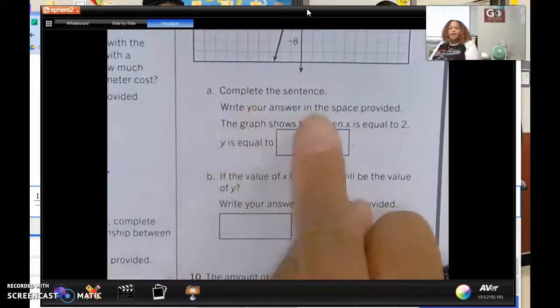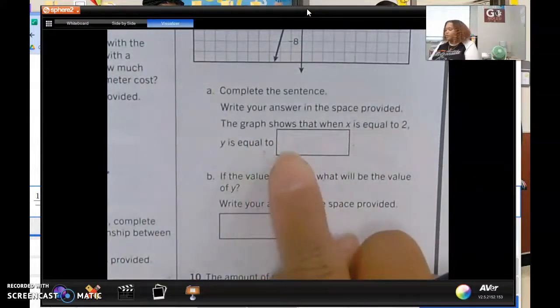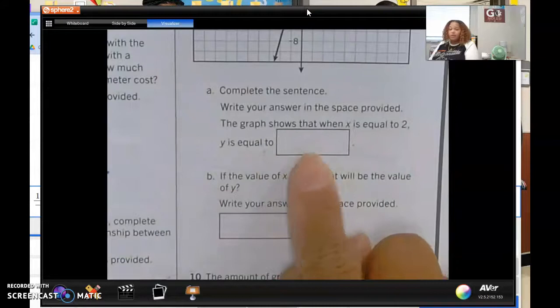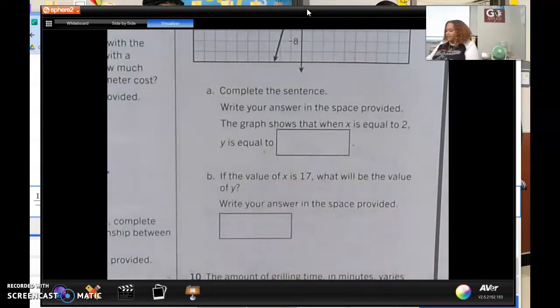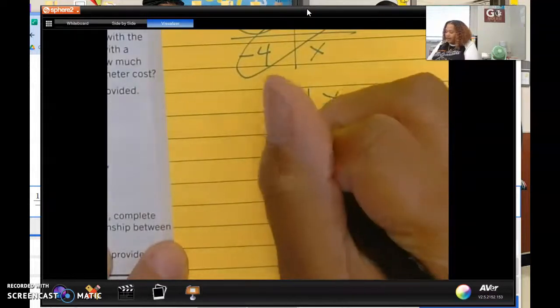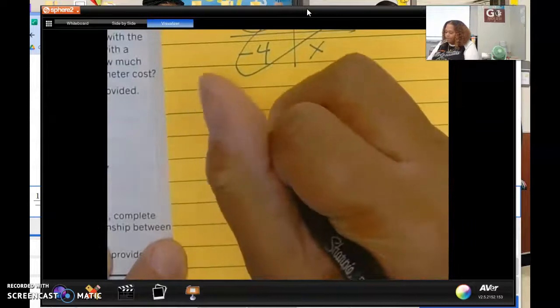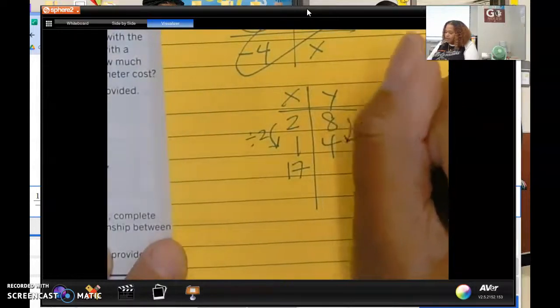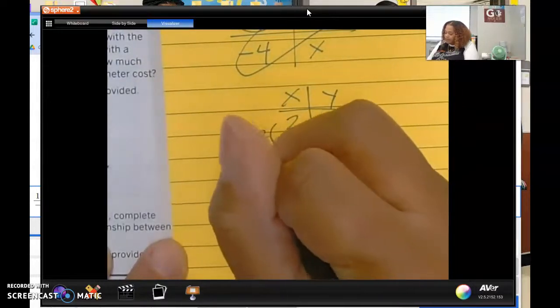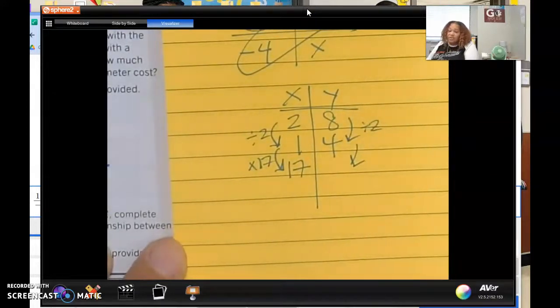Complete the sentence. Write your answer in the space provided. The graph shows that when x is 2, y equals 8. I just wrote it down. What if the value of x is 17? So I need to come here and find out what 17 is. How do I get from 2 to 1 and from 8 to 4? Divide by 2, divide by 2. Now how do I get from 1 to 17? Times 17 on the left, so you must do the same to the right.